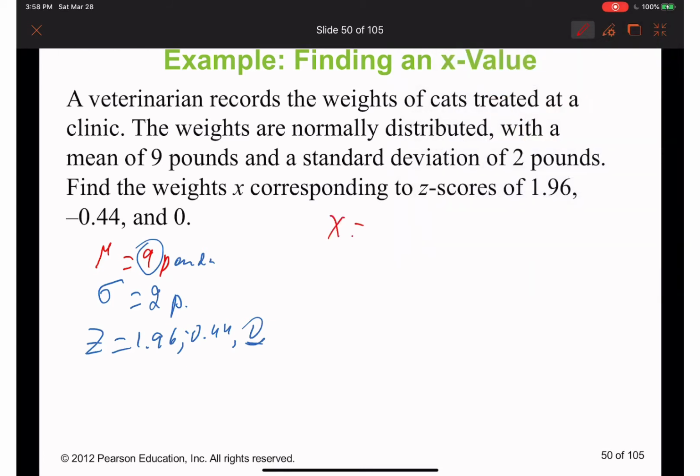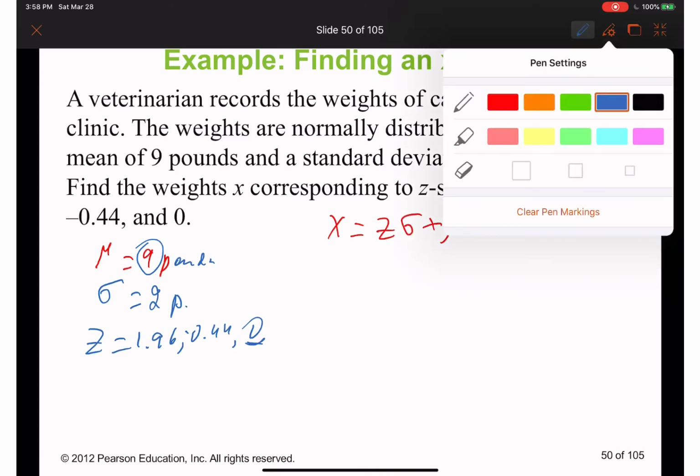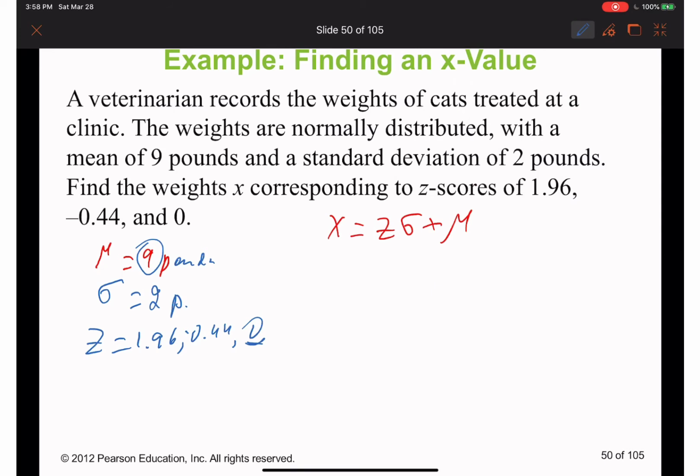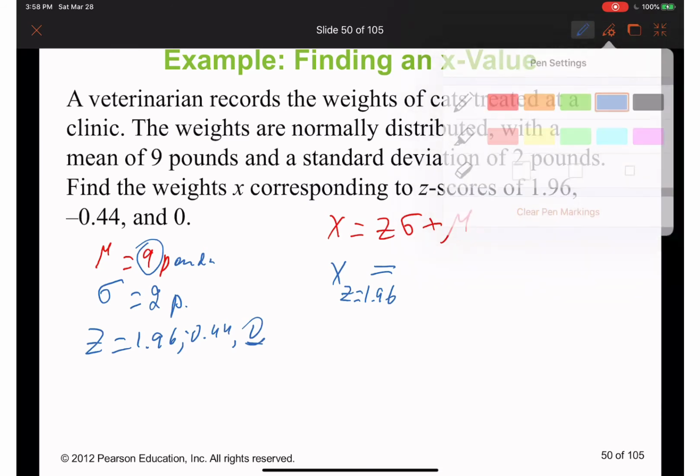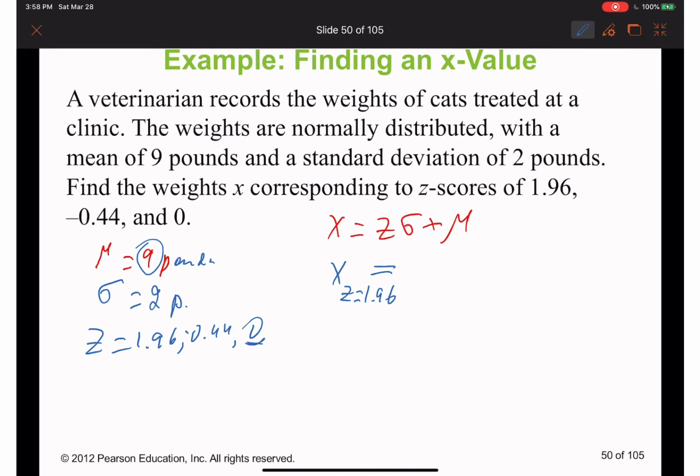X is equal z sigma plus mu. So let's find first x for z-score equal 1.96. Z is 1.96 times sigma, which is 2, and plus mu, which is 9. How much is it going to be? I feel lazy to do it, so you can solve it, I guess.